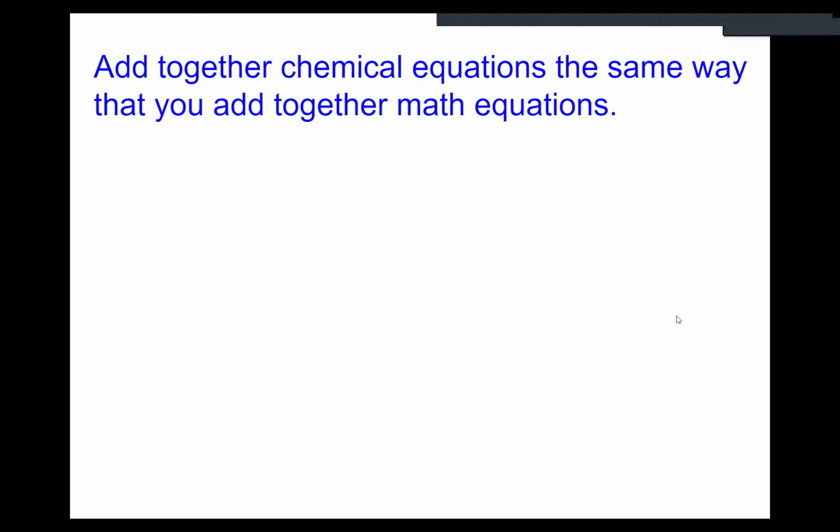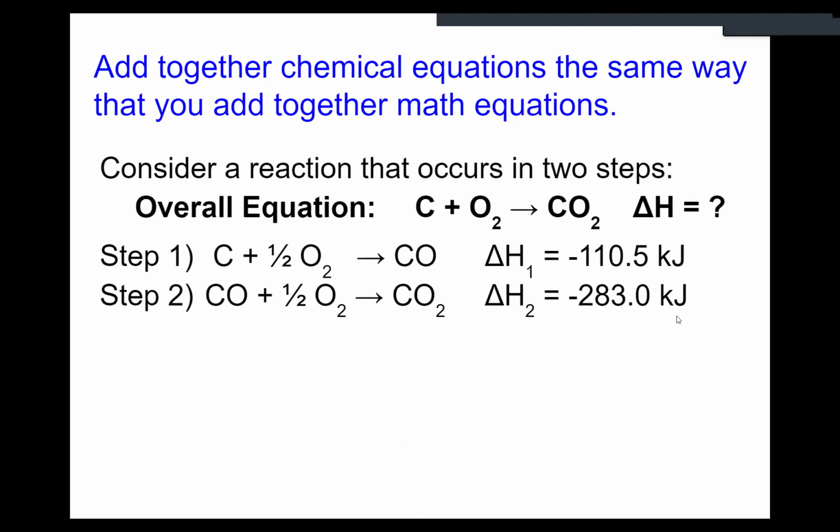When we consider Hess's law problems, we're adding together chemical equations. And we get to add together chemical equations the same way that you add together equations in math class. Consider this one. Your overall equation is carbon plus oxygen yields CO2. We don't know the delta H. But we do know 2 steps that can add up to that overall equation.